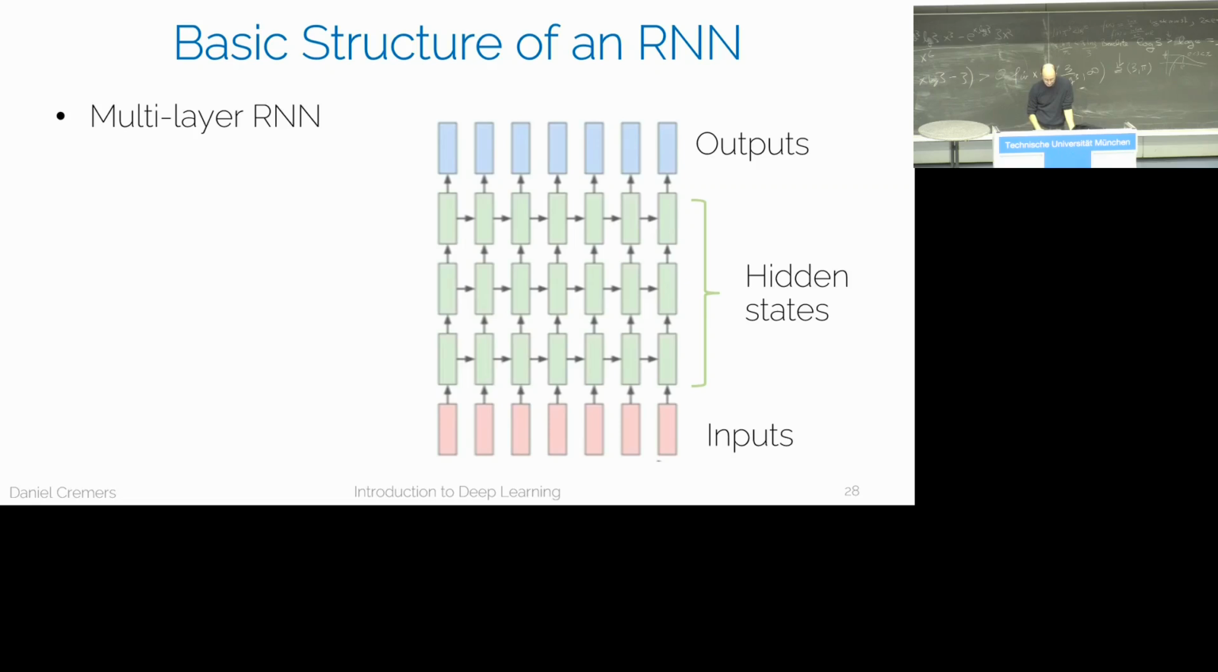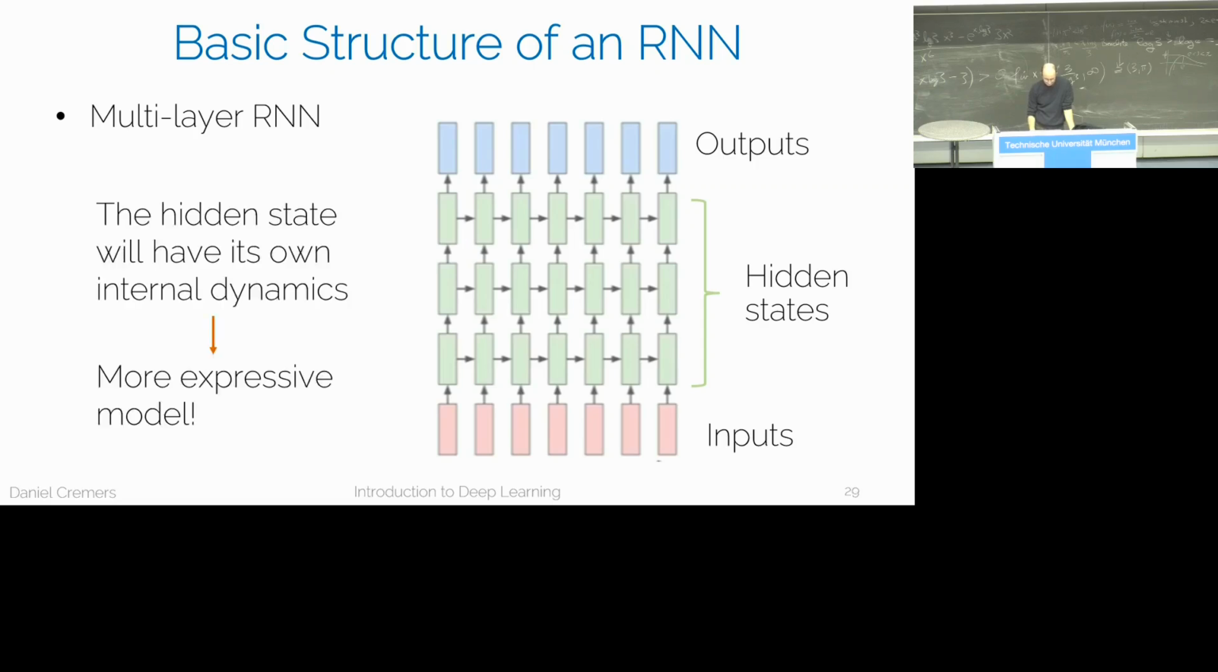Here's my input. This is a multi-layer recurrent neural network. And then you have all these hidden states, and then you have outputs. And the hidden states will have its own internal dynamics. So for example, if you track an object in a video, then the position of the object will depend on where it was before, and you can then extrapolate. You can have a model for how the car works, and that can govern the hidden states and their internal dynamics. And you can have very expressive models of how the state at time t evolves over time.